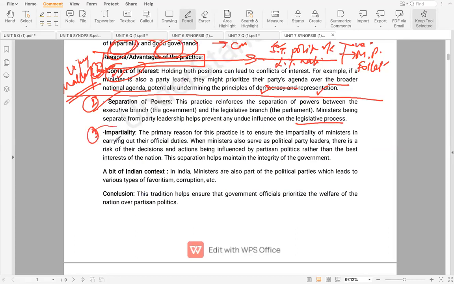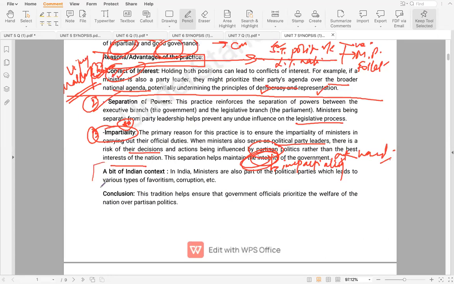Third, obviously, because this is a keyword that has been mentioned in the question itself, if you talk about it, impartiality. The primary reason for this practice is to ensure the impartiality of ministers in carrying out their official duties. When ministers also serve as political party leaders, there is a risk of their decisions and actions being influenced by partisan politics, which is the opposite of impartiality, right? Rather than the best interests of the nation. This separation helps maintain the integrity of the government at hand.